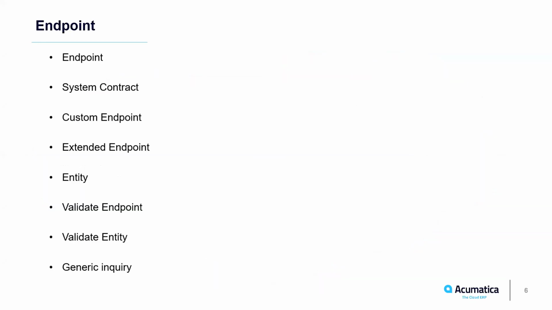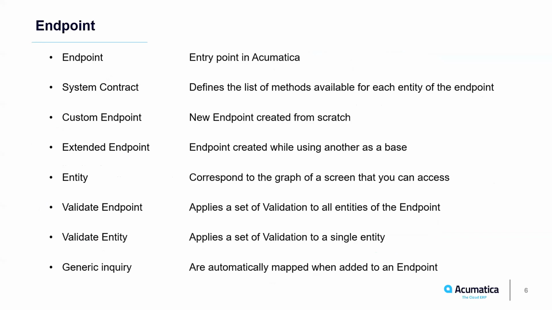Basically, the endpoint right here is the entry point inside of Acumatica. It's the definition or the grouping of all the screens or data sets that you can access using the contract-based REST API. Each endpoint is assigned a system contract, which you might have seen, you might not have seen, it might have been passed silently in the back. It's not something that you need to deal with. It defines the list of methods available for each entity that is present inside of the endpoint.